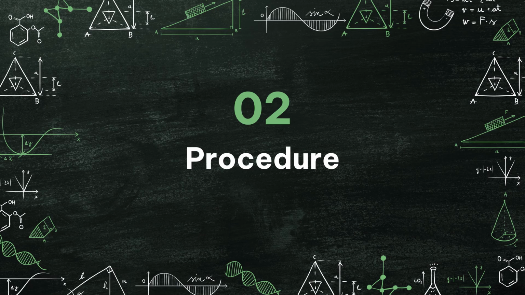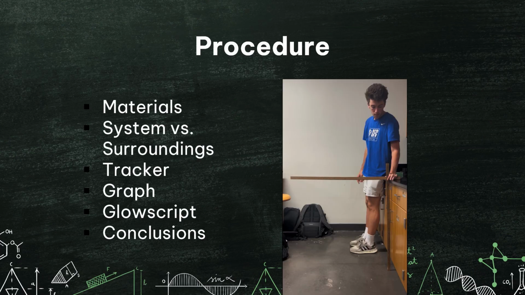Next, I'll discuss the procedure. The materials used in our experiment were a lacrosse ball, meter stick, and camera. The system was the lacrosse ball, and the surroundings were the Earth, so basically everything else. We recorded a video of the ball on the tracker and graphed that data in Excel. Then used GlowScript to find computational models for our experiment, one with drag and one without. After all models were created, I compared the data and made conclusions.